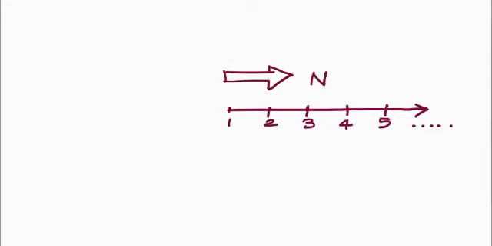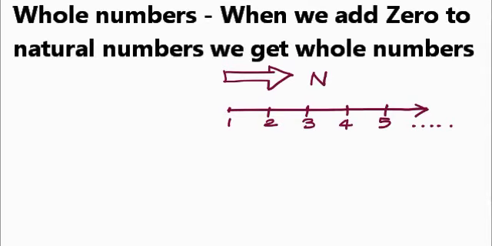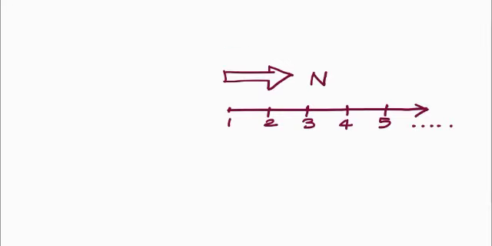The second number type which we learned was whole numbers. So when we add 0 to the natural numbers, we get whole numbers. For that, we'll add a 0 on the left of the natural numbers. Going through 1, 2, 3 up to infinity are whole numbers, and they are represented by the letter W.